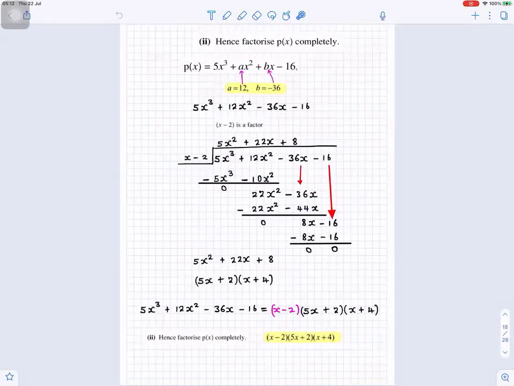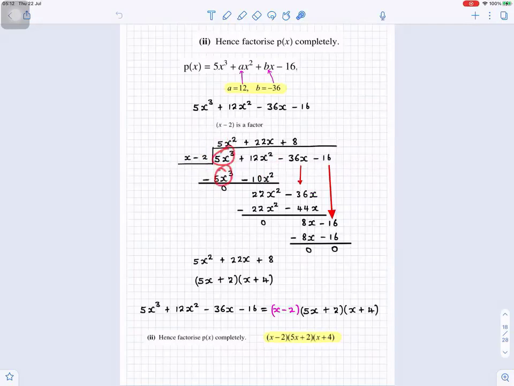Part b. Hence, factorize p of x completely. So you substitute a is 12 and b is minus 36, and that's your new p of x. Since x minus 2 is a factor, we do long division. 5x cubed divided by x, 5x squared. 5x squared times x, 5x cubed. 5x squared times minus 2, minus 10x squared. And then you subtract.